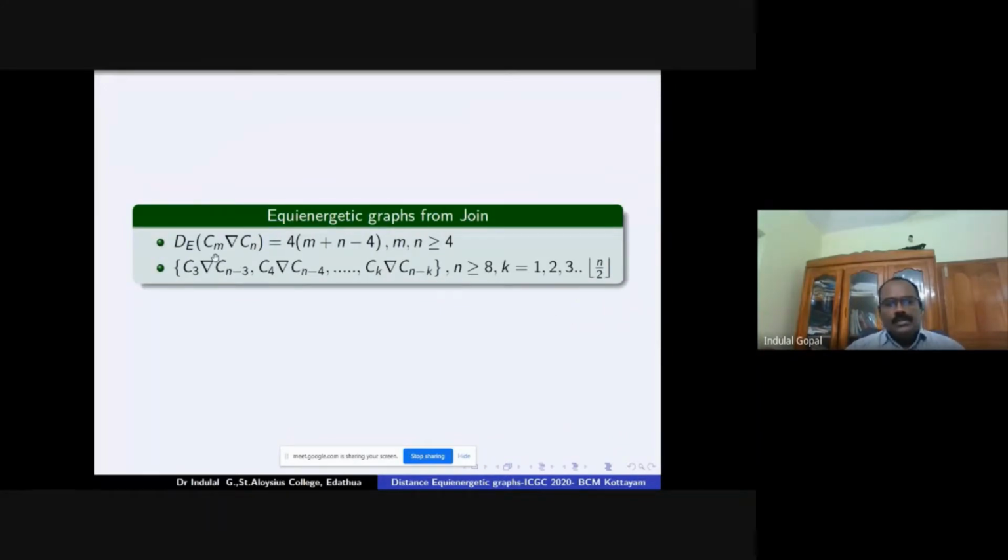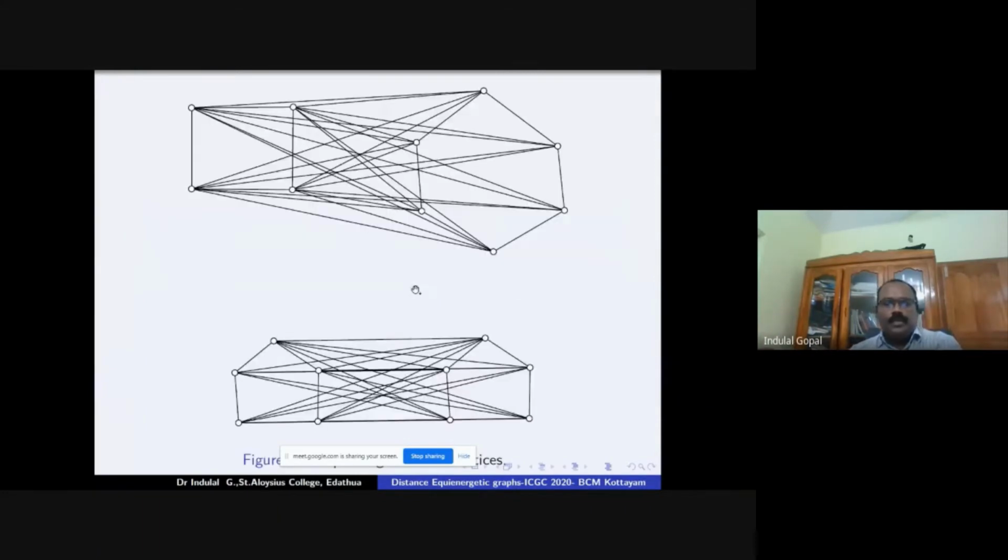And the list continues. Equi-energetic family from the join C_m join C_n, cycle C_m join cycle C_n, and C3 join C_{n-3}, C4 join C_{n-4}, etc. C_k join C_{n-k} with n greater than or equal to 8, for k from 3 up to floor(n/2), is a distance equi-energetic family. And these are two examples, C4 join C6 and C5 join C5.